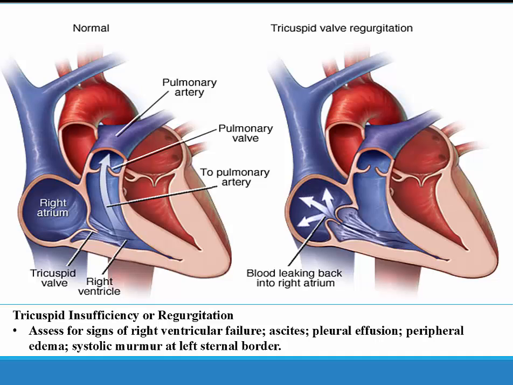Tricuspid insufficiency or regurgitation. Assess for signs of right ventricular failure, ascites, pleural effusion, peripheral edema, and systolic murmur at left sternal border.